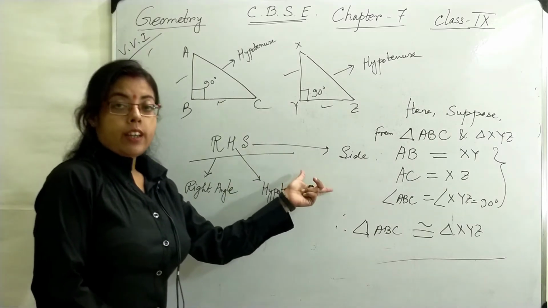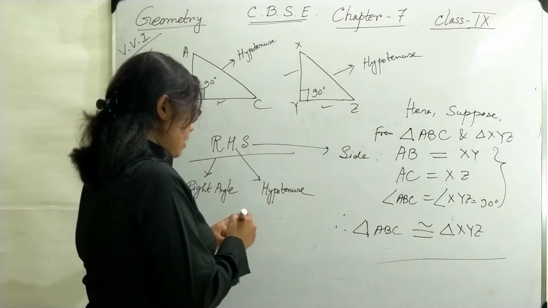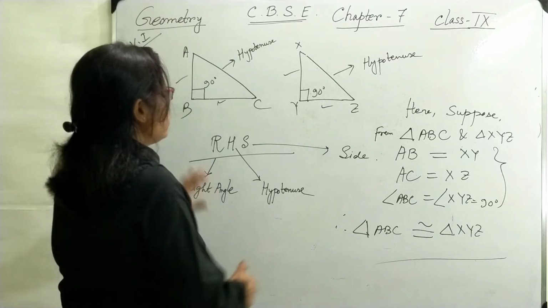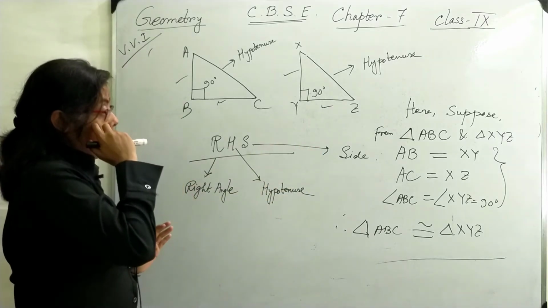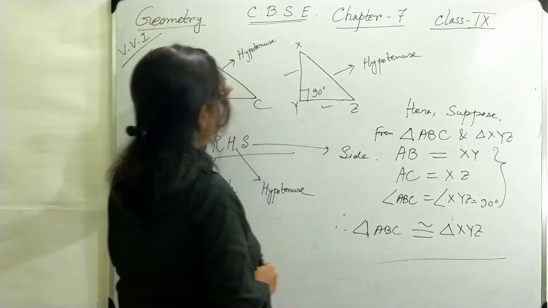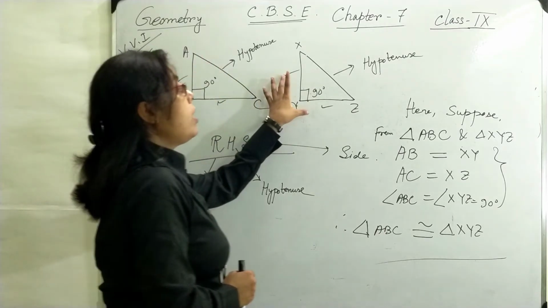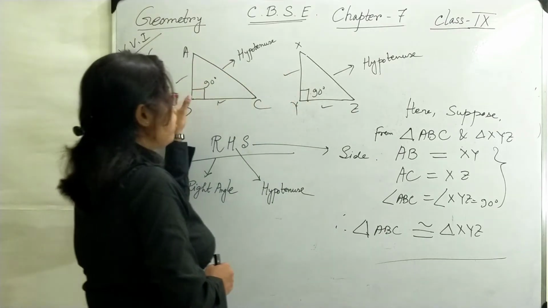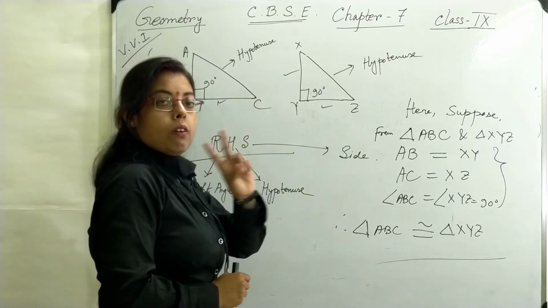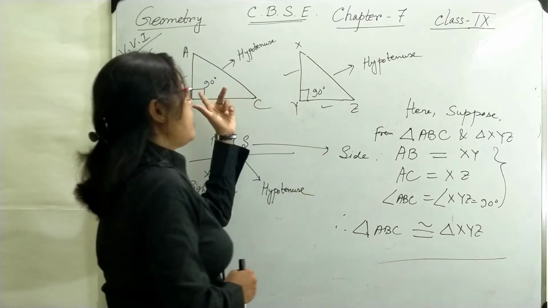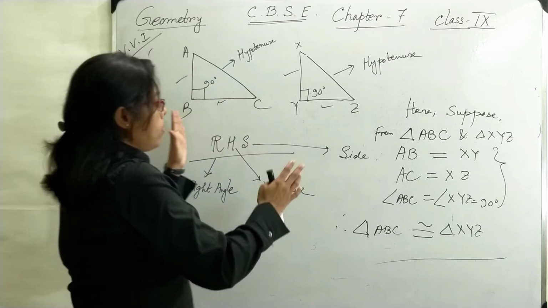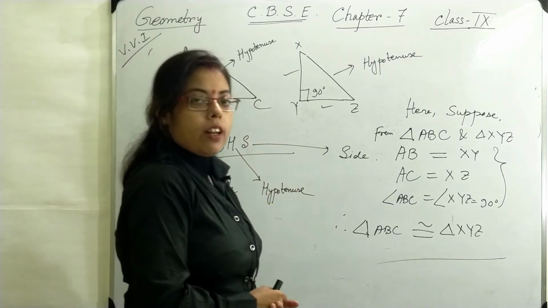This is a special case. This type of triangles, this is the special case. When you get this type of triangle, you can just see whether the hypotenuses are equal and any other side is equal or not. If these two match, then you can say that the two right angle triangles are congruent in nature.